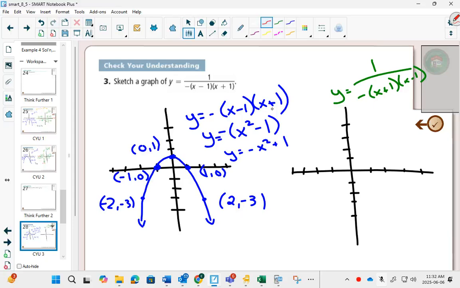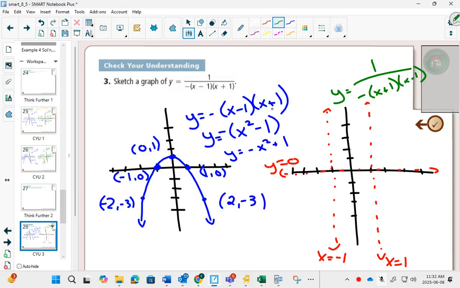Now when we go to our reciprocal graph, you might even want to start right away with y equals 0. Your horizontal asymptote for sure will be there. We do have two x-intercepts. So at x equals -1 and x equals 1, you're going to have your vertical asymptotes.